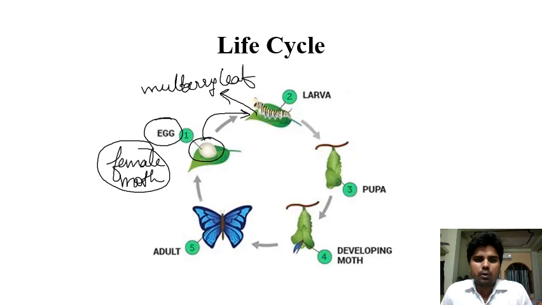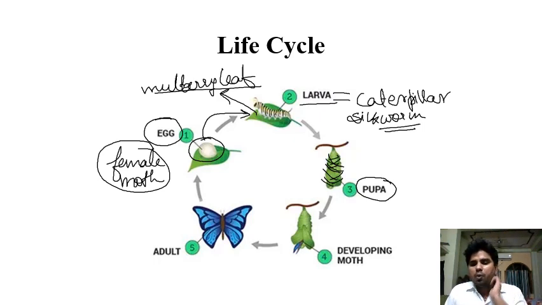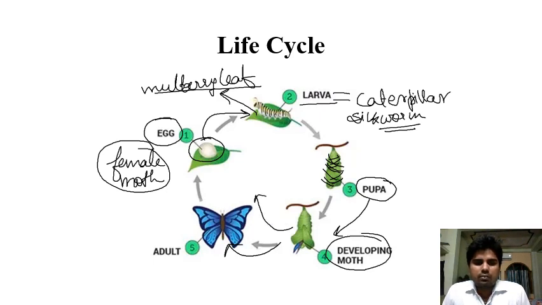Okay, now on this leaf there will be development of the larva stage, and this larva is known as caterpillar, or we can say silkworm. Now what will happen? This larva will transform into the pupa stage. You can see here the pupa is totally covered by some thread-like structure. Now this pupa will develop into a moth, and if it is a female moth, it will give rise to the egg.